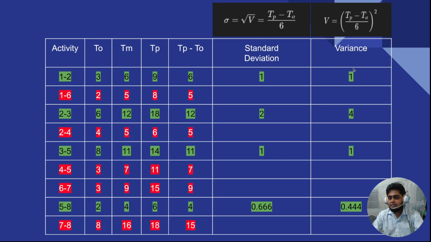And for variance, I have to tell you that this is not the actual answer, I'm just calculating. So for variance, the equation is TP minus TO divided by 6, which I already calculated, and that is basically alpha. Now I have to square it: 1 square is 1, 2 square is 4, 1 square is 1, and 0.666 square is 0.444. Okay, this is the answer for all those variances.